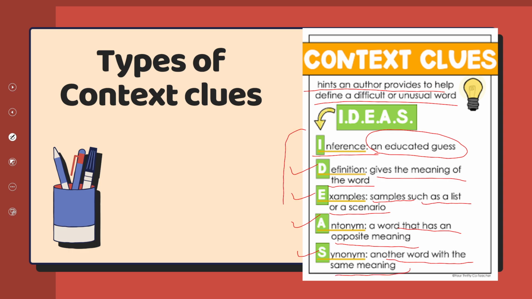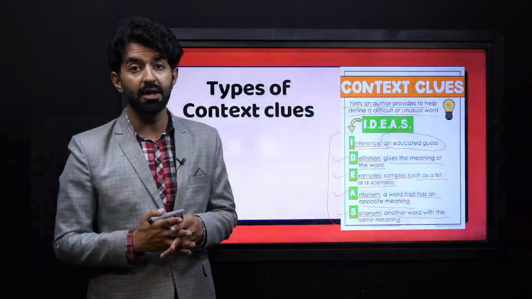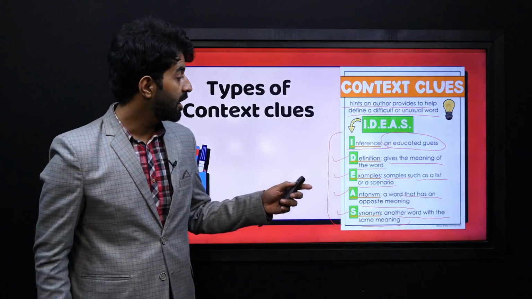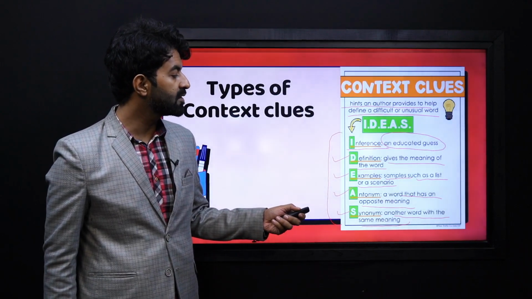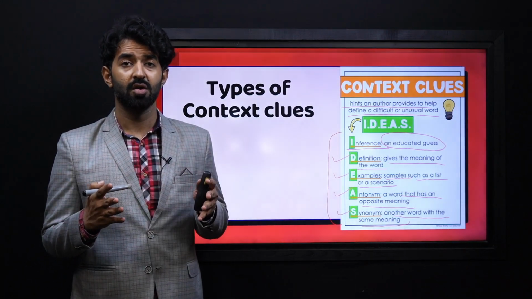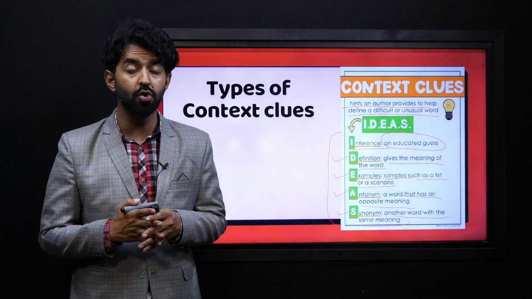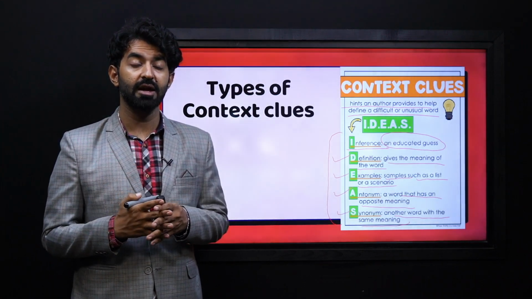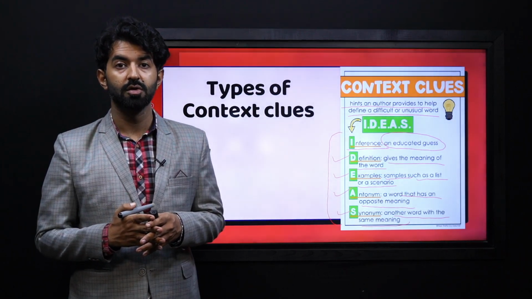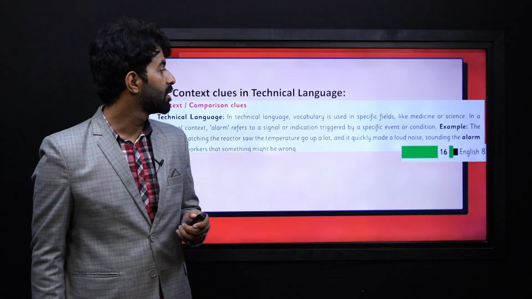So this word IDEAS, by remembering this, you can easily remember the different types of context clues that are inference, definition, examples, antonyms, and synonyms. So all these kinds of context clues help you in identifying and actually reaching out to the meaning of the unfamiliar word by reading it.